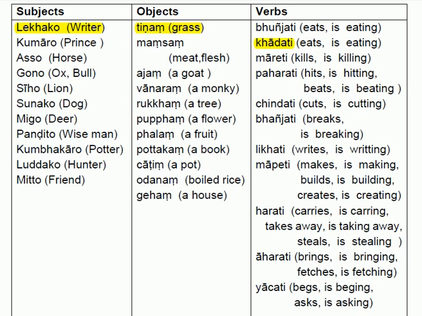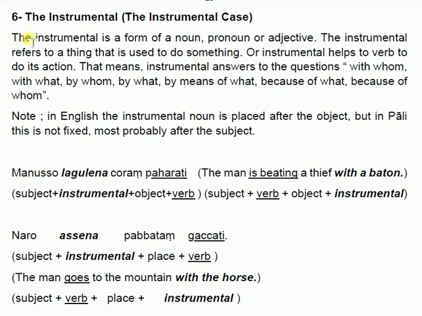Now, let's go to page number 10. Here we have number 6, the instrumental case. Let's read. The instrumental is a form of noun, pronoun or adjective. The instrumental refers to a thing that is used to do something, or it helps the verb to do its action. That means the instrumental answers the questions with whom, with what, by whom, by what, by means of what, because of what, because of whom.